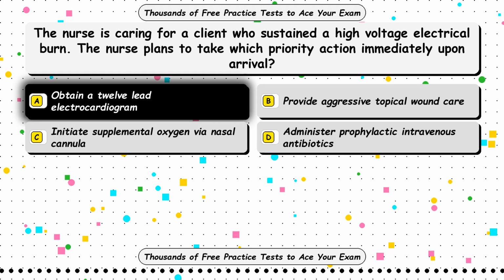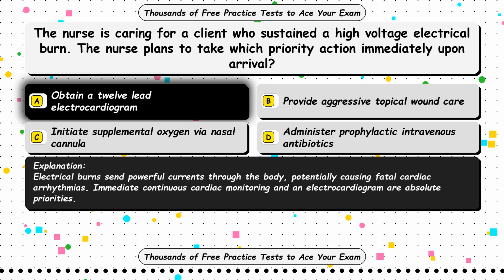The correct answer is option A, obtain a 12-lead electrocardiogram. Electrical burns send powerful currents through the body, potentially causing fatal cardiac arrhythmias. Immediate continuous cardiac monitoring and an electrocardiogram are absolute priorities.